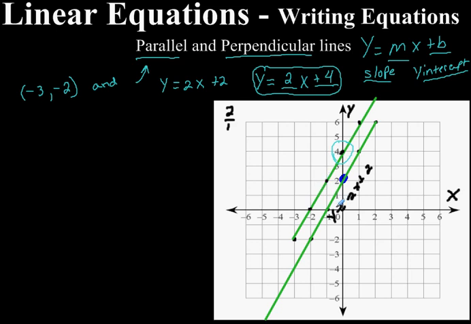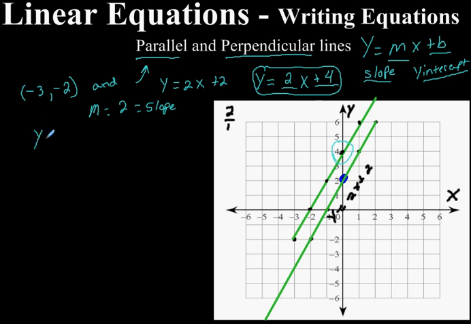But what if you don't have a graph? What if all you have is this point and this equation? Well, let's figure it out algebraically. Here's what we know. We know that m is equal to 2, that's our slope, because parallel lines have the same slope. What we also know is that it passes through this point. So let's use our slope-intercept formula, the blank thing that we had.